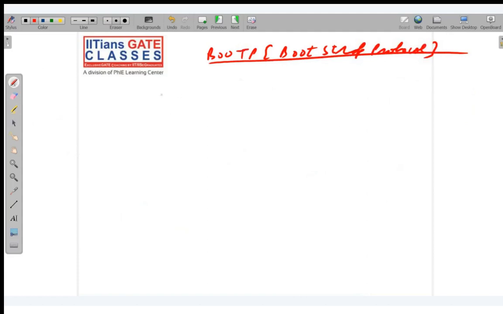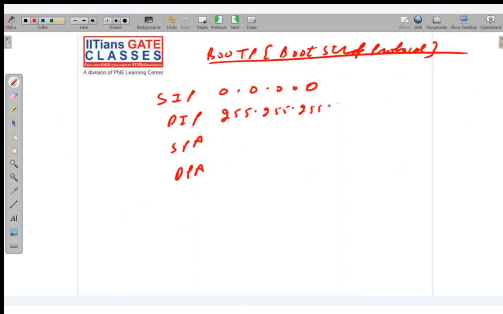I will just tell you that SIP same, DIP. Source physical address, destination physical address. SIP will be 0.0.0.0. DIP will be 255.255.255.255. Source physical address, it already knows, A B C D and so on, whatever it will be, and destination will be all ones. Okay, so the query packet will be made and it will be sent on the network.